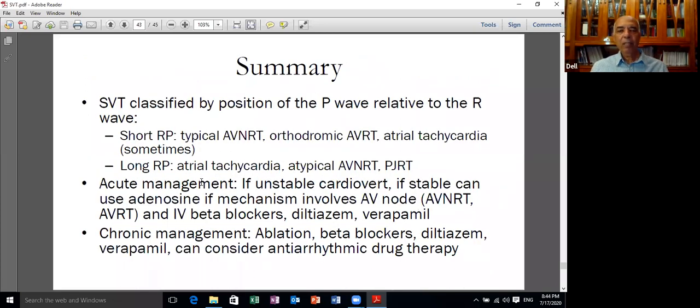So the summary of this supraventricular tachycardia, as we said, we classify them by only one classification, relating to the position of the P wave relative to the R wave, short RP, long RP, as we mentioned. Acute management: if unstable, cardiovert; if stable, use adenosine, then move from adenosine to AV nodal blocker drugs. If nothing works, then we can go to class 3. If there is no structural heart disease, we can use 1C drugs. For chronic management, ablation is the first choice.